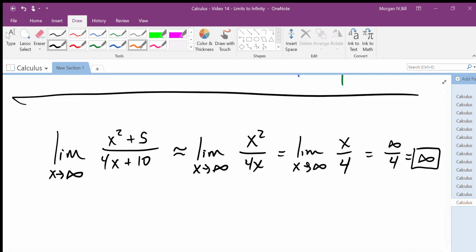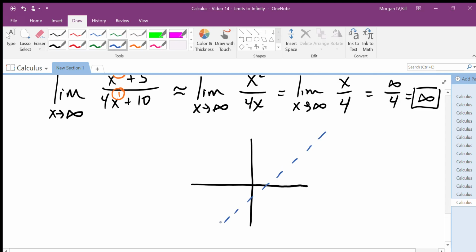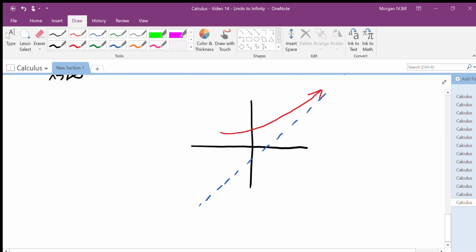What we can see is that the degree of the numerator was 2, the degree of the denominator 1. So anytime the degree of the numerator is greater than the degree of the denominator, as x goes to infinity, the y value will also go to infinity. The picture here is not one of a horizontal asymptote, but one of a slant asymptote, where the curve looks something kind of like this.